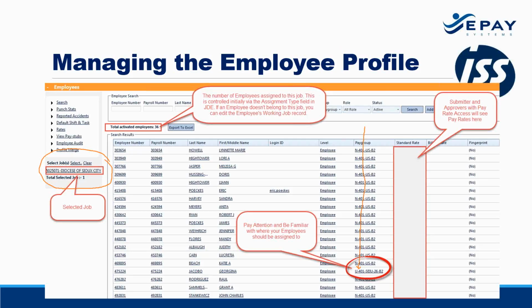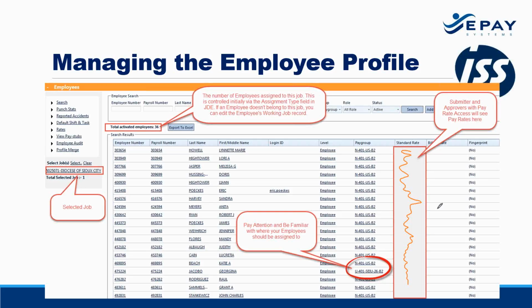And then also on the far right-hand side, if you're a submitter or an approver that has access to the actual pay rates, you'll see all the nice little pay rates right here in this particular blank field. That's the standard rate. I purposely blocked them out for everyone's view for this particular session, but you would see that column if you had pay rate access. So just a quick general intro to the employee list there.